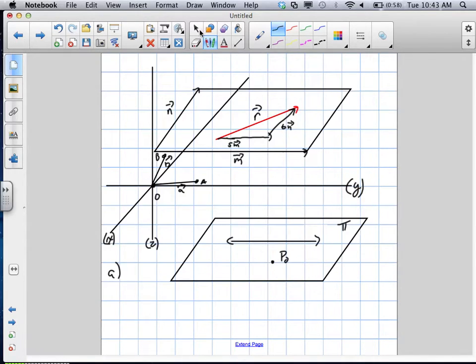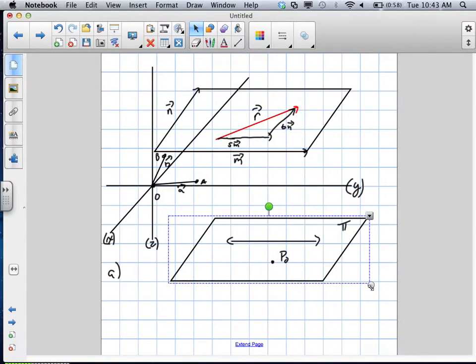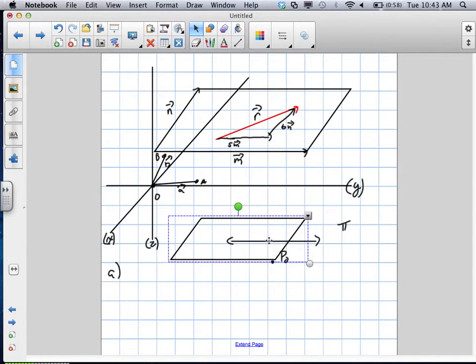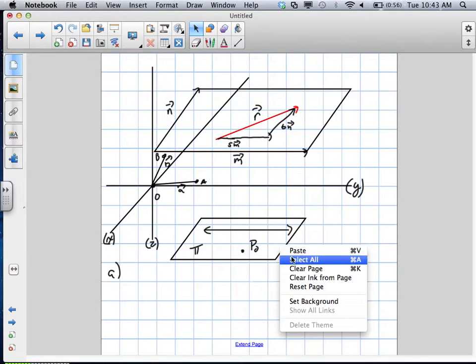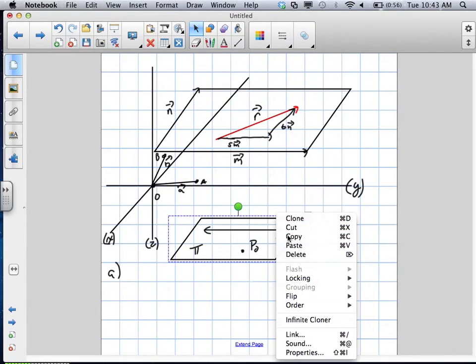Should have made this a little smaller. Okay, we're just going to move those around. Sorry about this. Here's our line. The plane is called pi. And some point on that plane. There we go. This way I have more room. Copy. Alright.